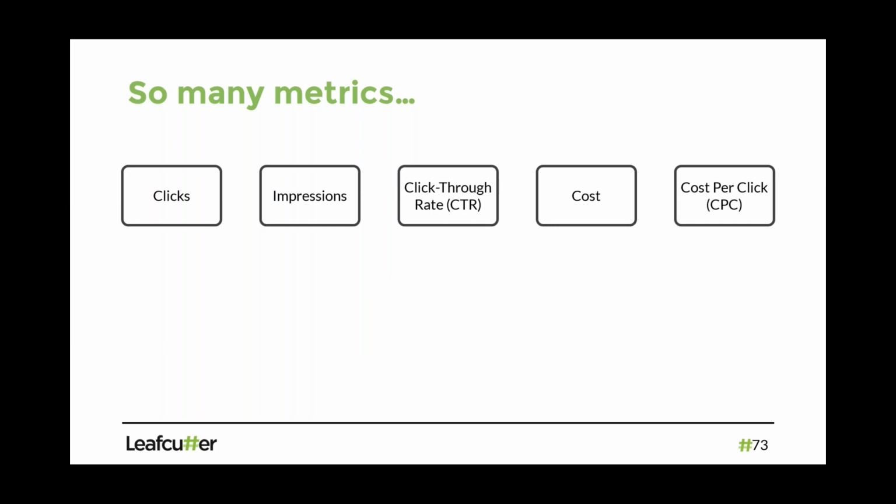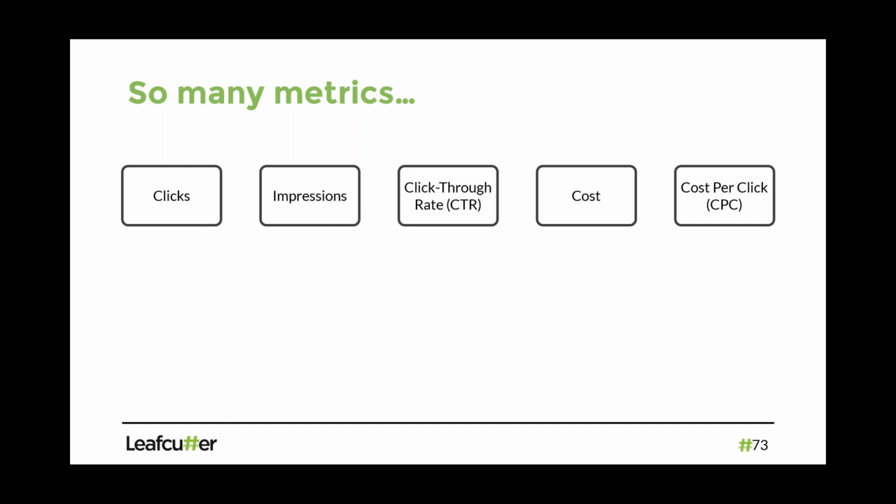The main metrics that a lot of people look at are things like how many clicks were there, how many impressions were there. An impression is just that the ad loaded on the page. From those two numbers, we get our click-through rate. And click-through rate is just how effective was this ad at matching the search intent of the keyword. We then have our cost and our cost per click.